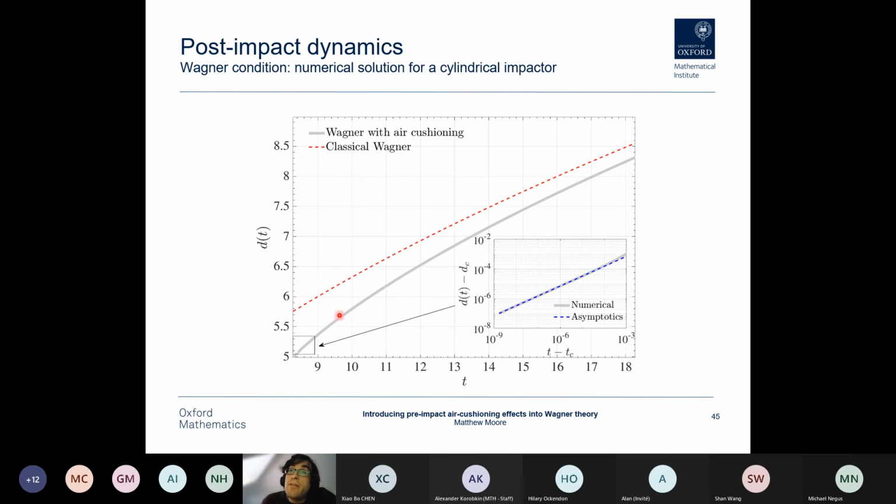But then as time increases, we gradually converge on this red dashed line, which is the classical Wagner curve. So we're moving away from when the air cushioning is important, and it's really reduced that effective contact set for d, and we're going to slowly converge to the Wagner solution. So as t increases, we get back to where we would have got if we'd neglected the air.